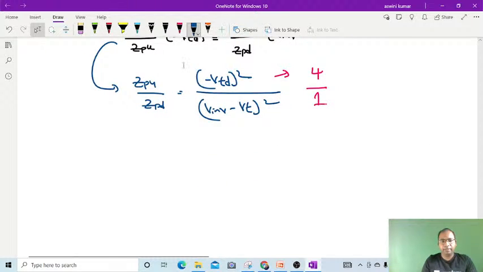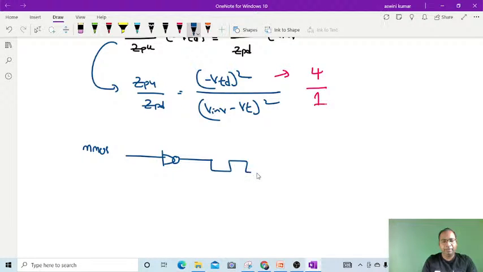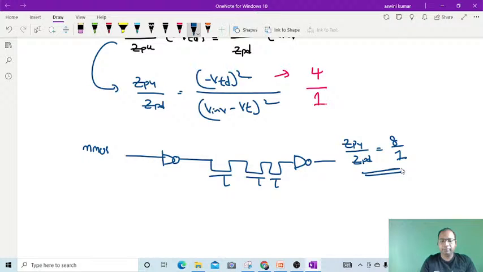Next, if one NMOS inverter is driven by pass transistors, then what about the ZPU by ZPD ratio? Sometimes we get that also. So in this case, the ZPU by ZPD ratio can be taken as 8:1. Okay, 8:1. So it is also a most important point. By this way we can take the NMOS inverter concept, guys.